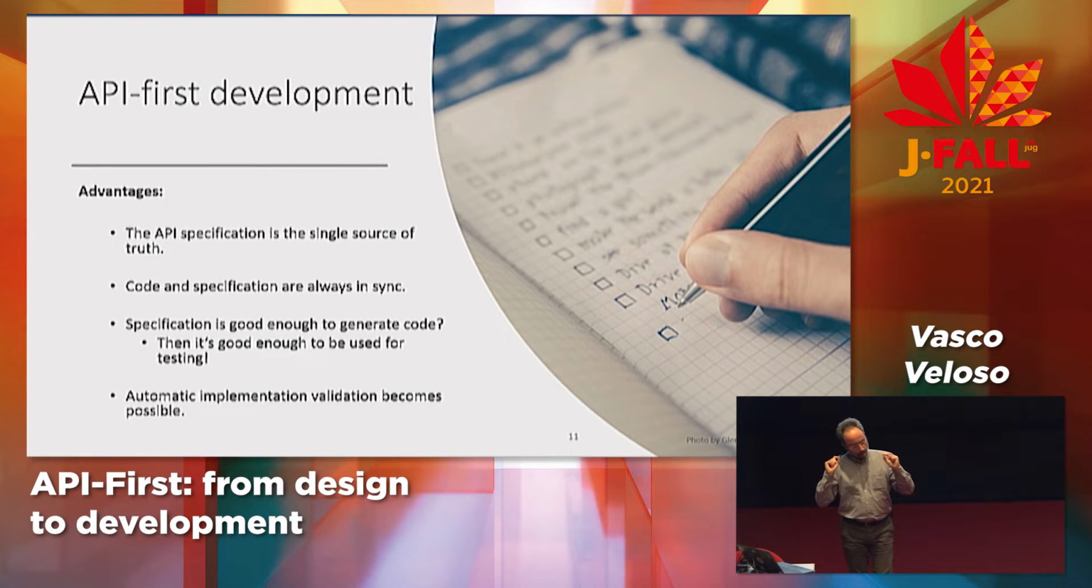So, advantages for this method. Your single source of truth is the API specification. There are no more four Word documents, two Confluence pages, and one ticket that all have information about your service. Your code is always in sync with your specification because you are generating the code from the specification.